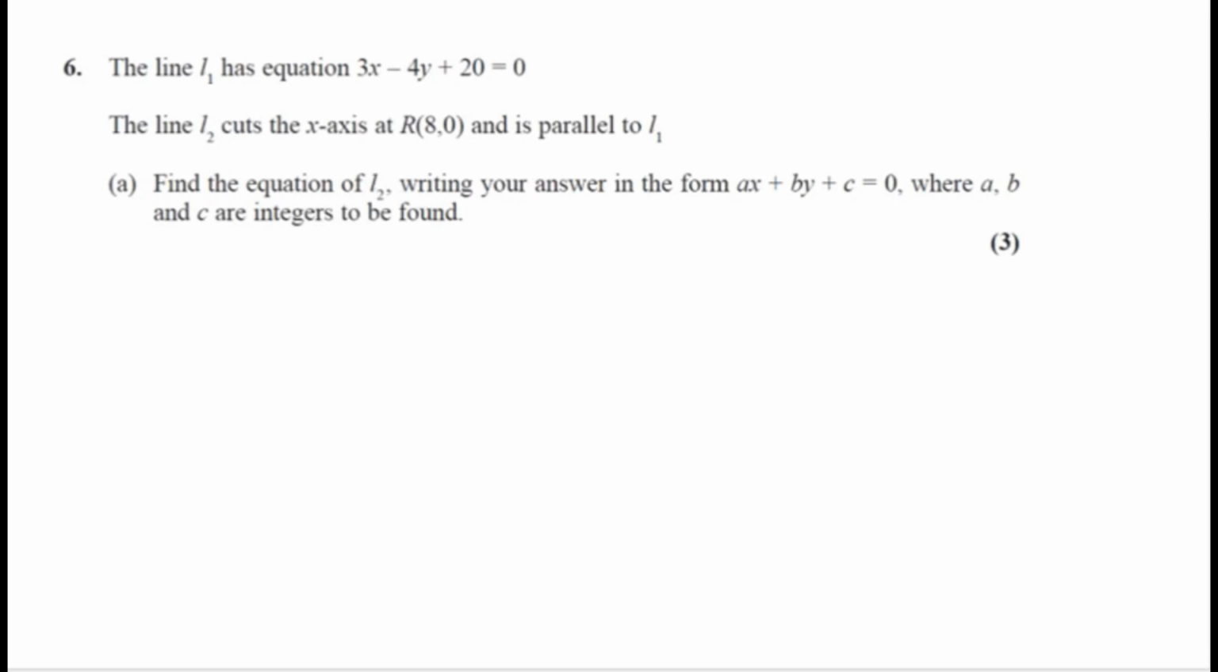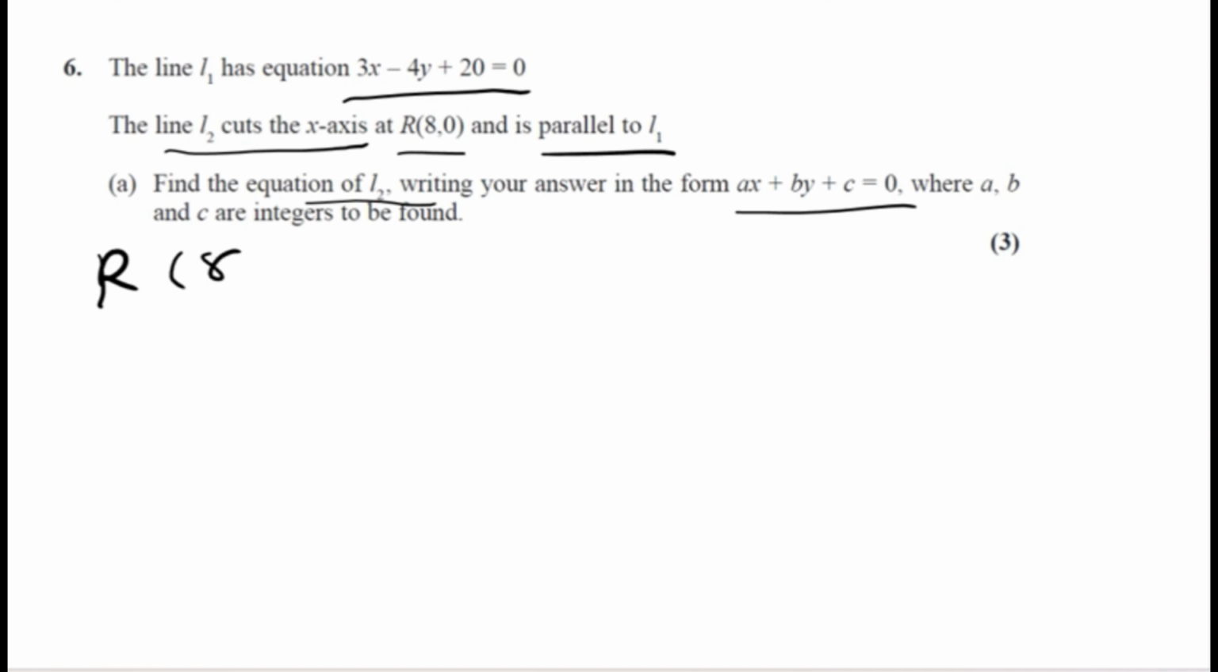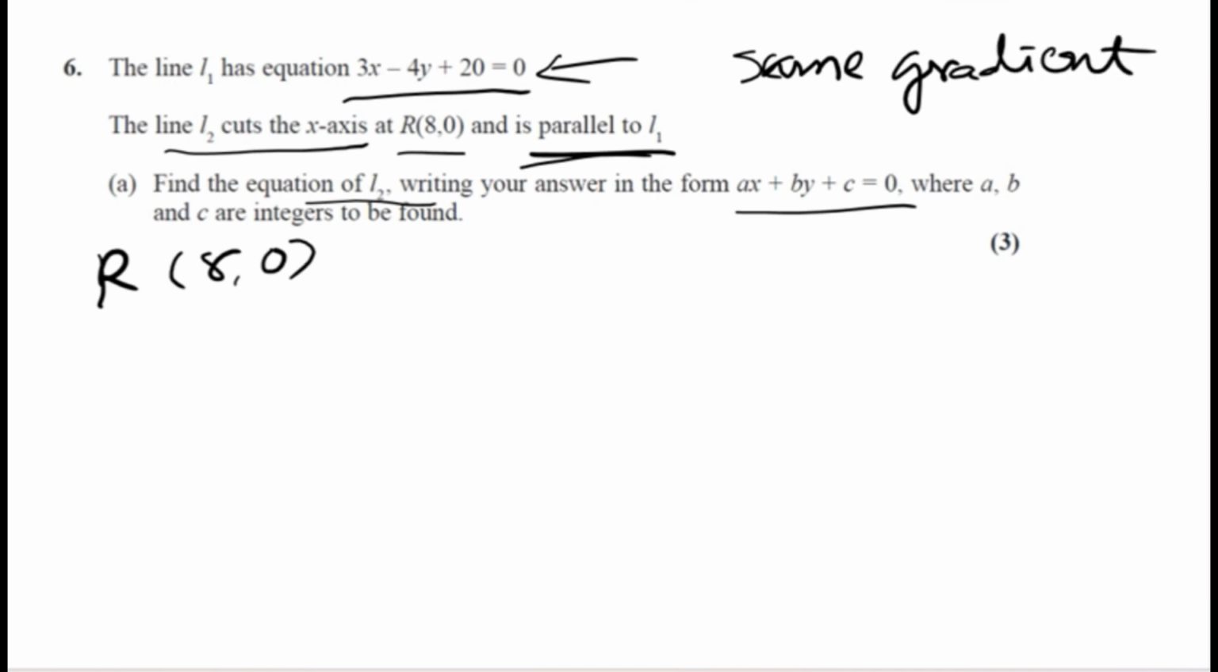Next question. Line L1 has the equation 3x minus 4y plus 20 equal to 0. Line L2 cuts the x-axis at point R (8, 0) and is parallel to L1. We have to find the equation of line L2 in the form ax + by + c = 0. So we have two pieces of information: one point R, which has coordinates (8, 0), and this line equation. Now when two lines are parallel, they have the same gradient. That means if I find the gradient for L1, the same gradient applies for L2.